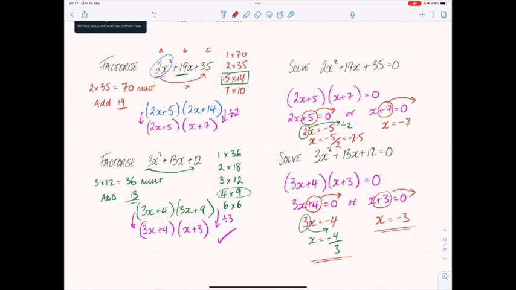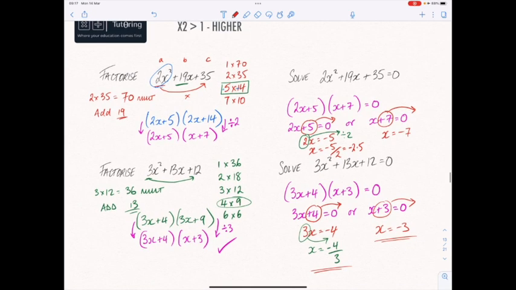Okay, so go through that process again if you're not 100% sure. Watch the video again. Just remember you do your a value times your c value first, and that's your multiplier. So you need numbers that multiply to that and then add to your b value, which is the middle section.